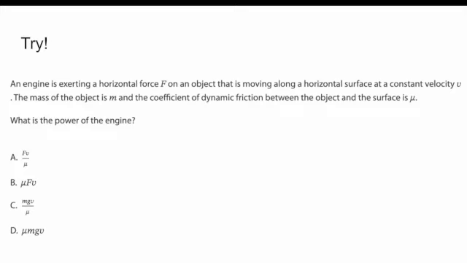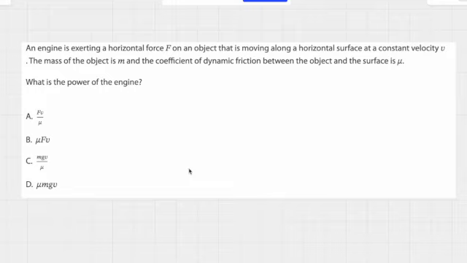I suggest you try this question and we'll work through it together. An engine is exerting a horizontal force F on an object that is moving along a horizontal surface at constant velocity v. The mass of the object is m, and the coefficient of dynamic friction between the object and the surface is mu. What is the power of the engine? Now that you've had a chance to try it, let's solve the question together.